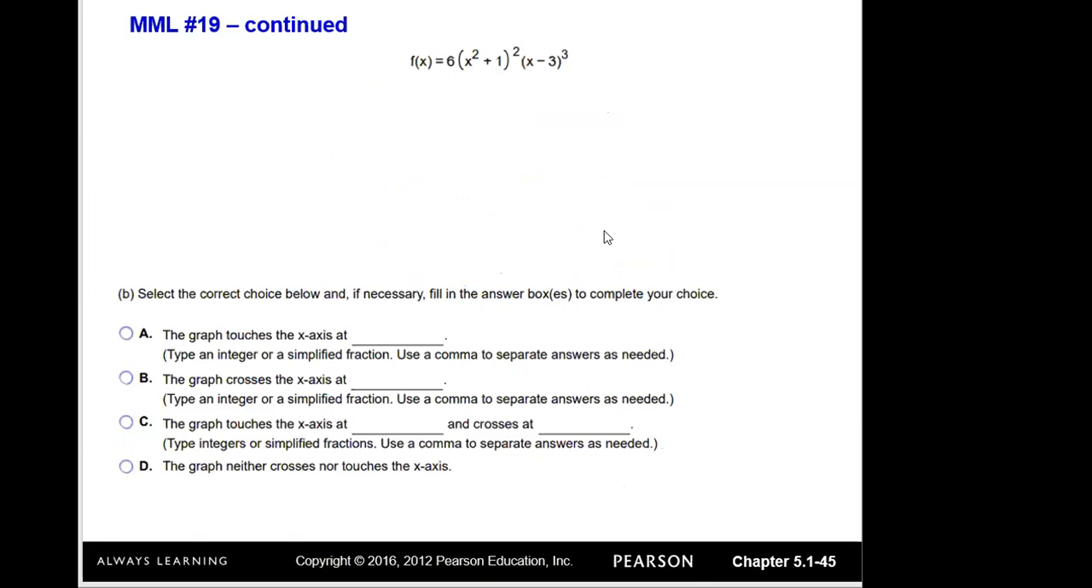Well, there was only one x-intercept and it was the 3. And because it is an odd power, right? We can't remember what color I used. I think it was this one. The x equals 3 and it's an odd power. That means one end is up and the other end is down. So it's going to have to cross.